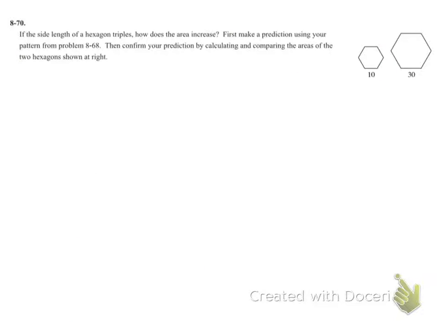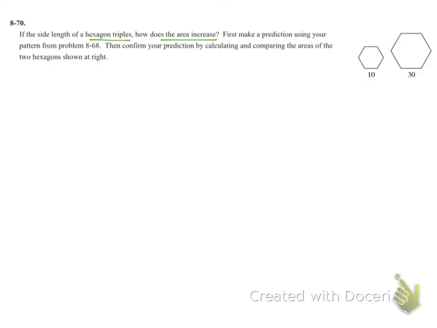Okay, the last thing I wanted us to look at was problem 870. Now we don't know how to do every single part of 870. That's what we're going to be learning on our dot day. But I just wanted us to start thinking about it so that on our dot day we can come back and revisit this problem and complete it. It says if the side length of a hexagon triples, so go ahead and think about what that's telling you. How does the area increase? That's the only part of this problem we're going to do for now.